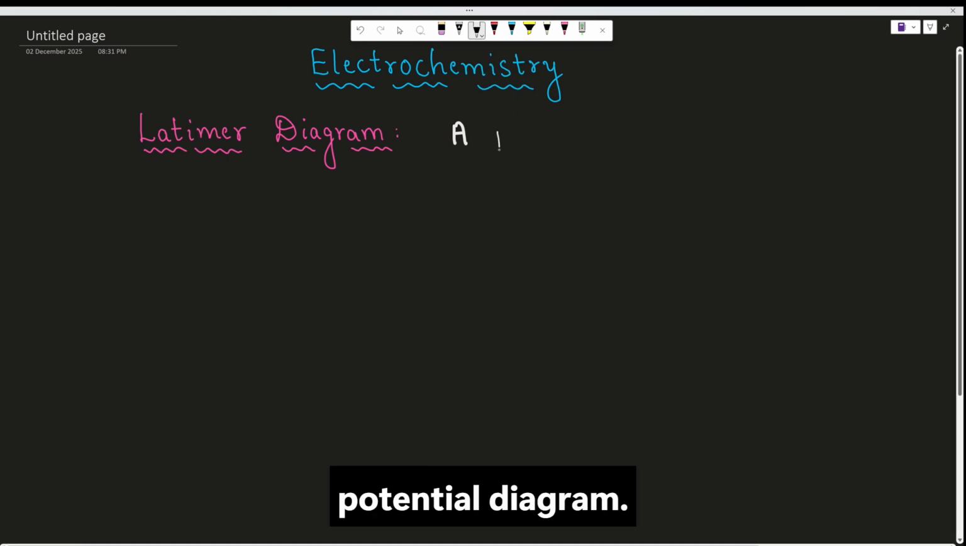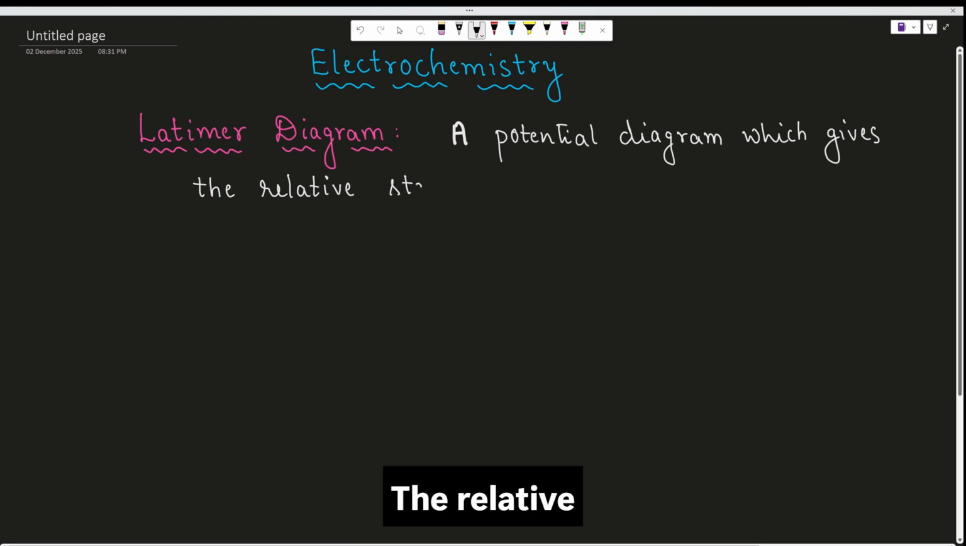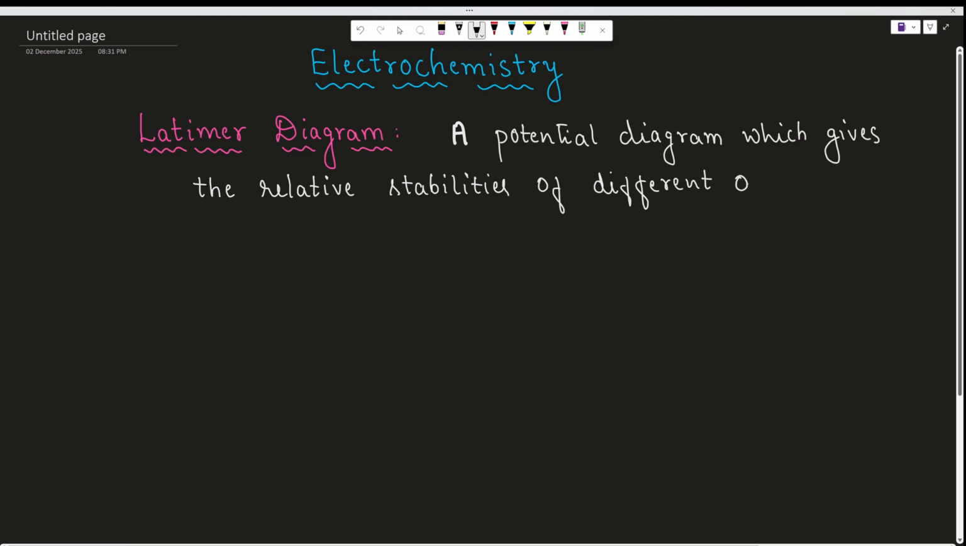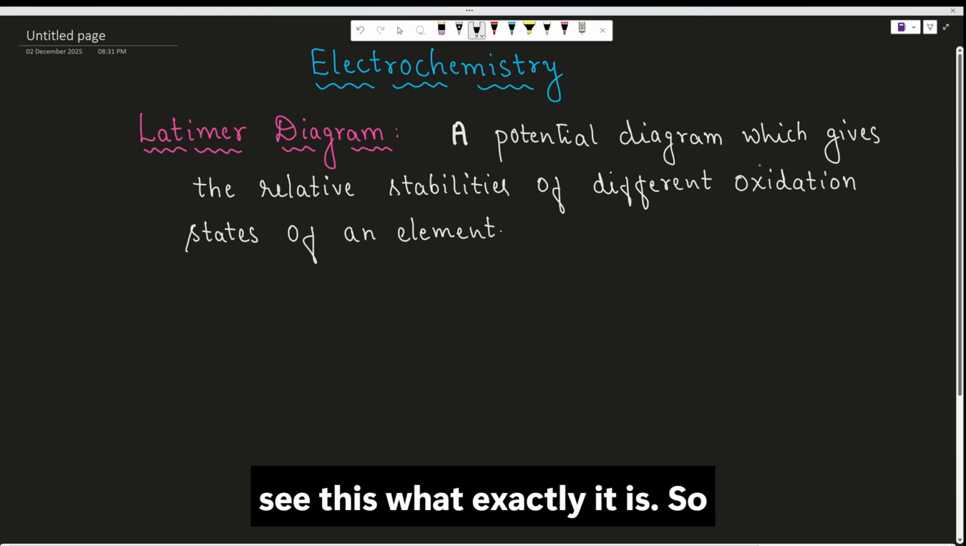Okay, it's a potential diagram which gives you the relative stabilities of different oxidation states of an element. Okay. So let us see this, what exactly it is.